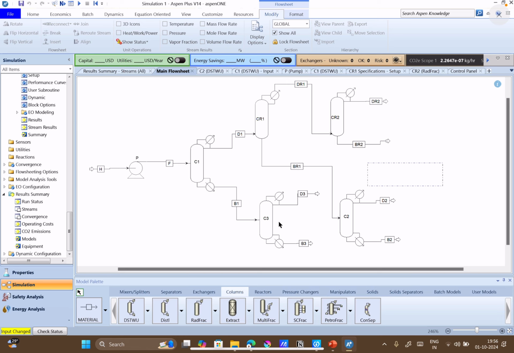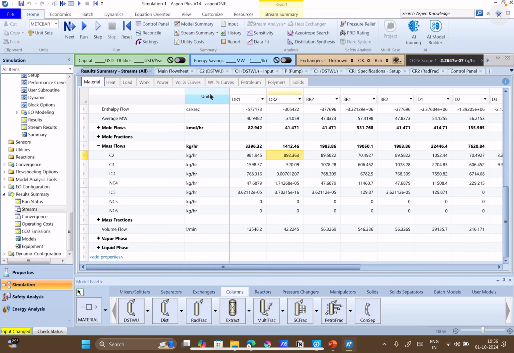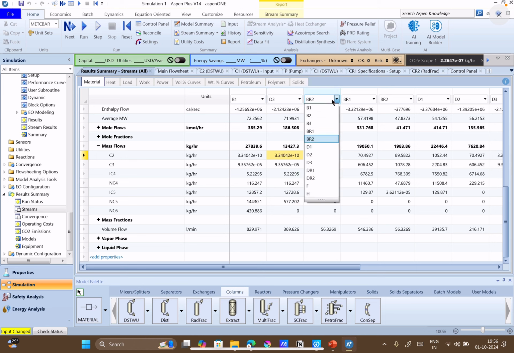Now from the first column you have IC5, NC5 and NC6 coming to the C3 column. Okay, there the separation of IC5, isopentane and N-pentane should happen. So the first outlet of B1 is going to C3, where we have outlet streams D3, B3. So you can see you have a majority of IC5, NC5 and NC6 coming in, which are separated.